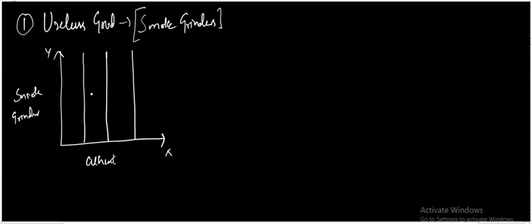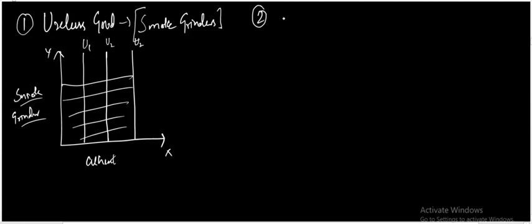So the additional satisfaction that is coming is only by the consumption of the wheat rather than by the consumption of the smoke grinders. So I have this utility function 1, utility function 2, and utility function 3. So all the satisfaction that is coming to me is coming from the wheat side rather than from the consumption of the smoke grinders. Now let me consider another case, that is the economic bad.